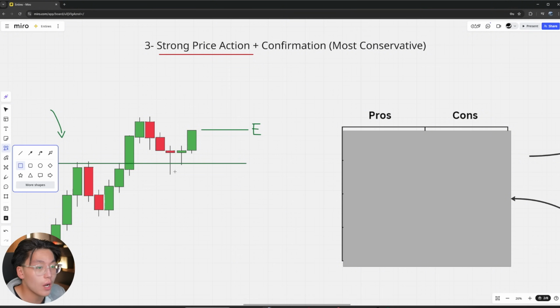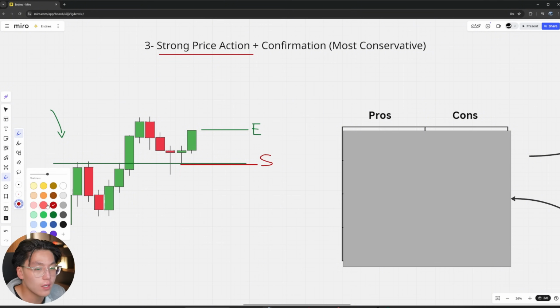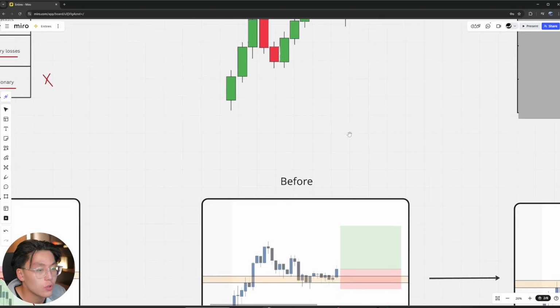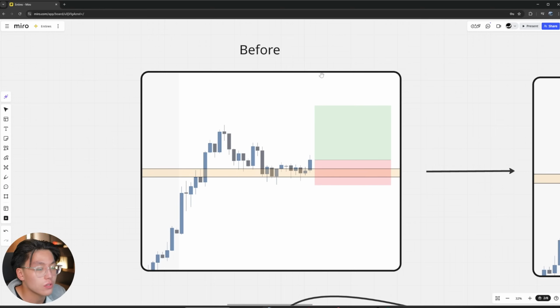As for our stops, they can be very tight. In this case, our stop can be a break below its previous candle. And as for our targets, we can be looking for a fixed 1 to 2 back towards the upside. So this is my personal favorite, waiting for the strong price action plus the confirmation candle. This is the most conservative entry model. But now let's go on to what this looks like here on the charts. So as you can see here on this name, what we have is a clear push towards the upside.